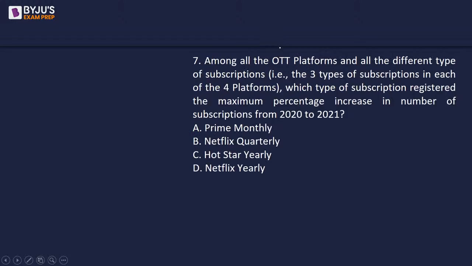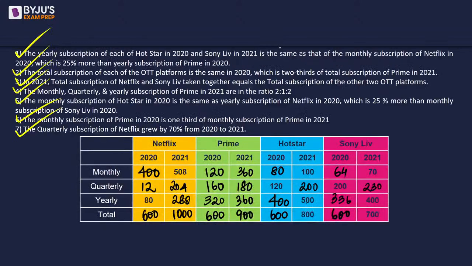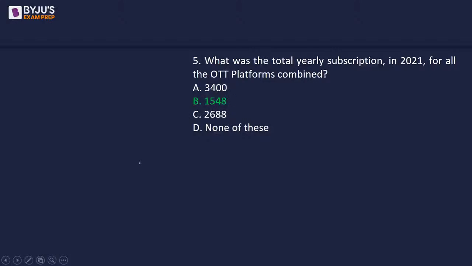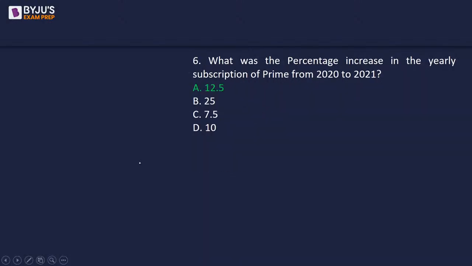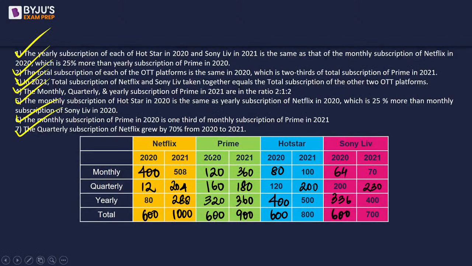Next, among all the OTT platforms and all the different types of subscriptions, 3 types of subscriptions, right? Monthly, quarterly, and annually. Which type of subscription registered the maximum percentage increase in the number of subscriptions from 2020 to 2021? Maximum percentage increase. So instead of checking Netflix one by one, let's go through the options. First is Prime Monthly. Prime Monthly 120 to 360, it has become 3 times. So that's a 200% growth.